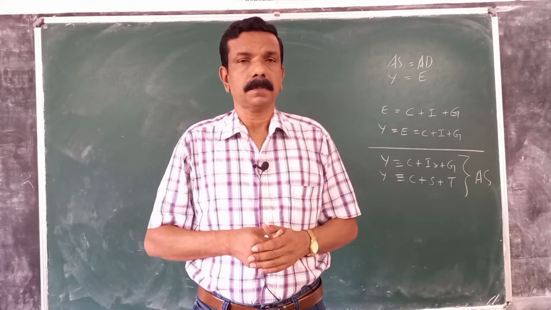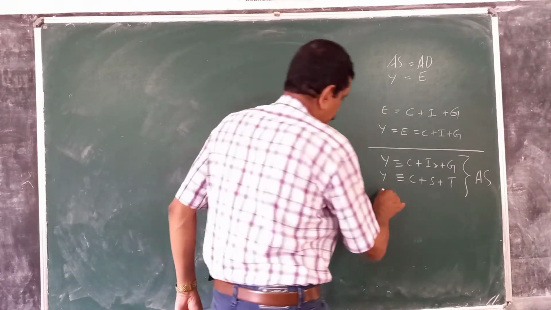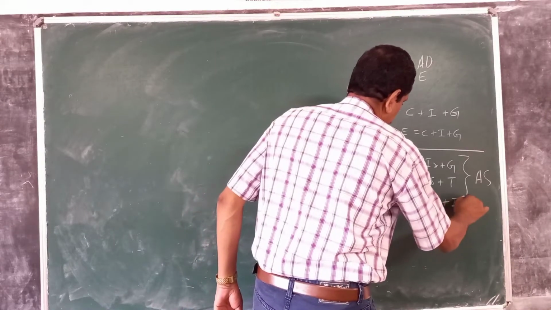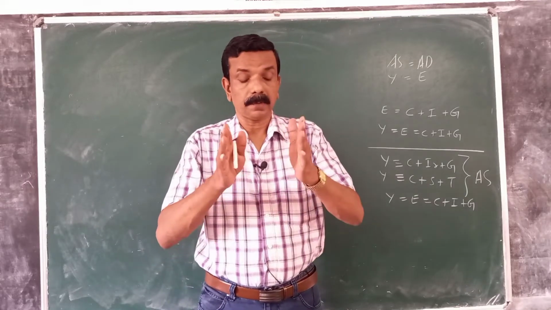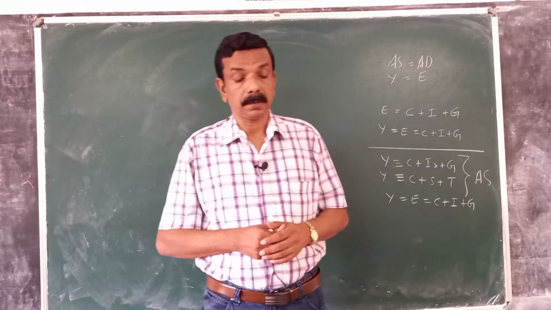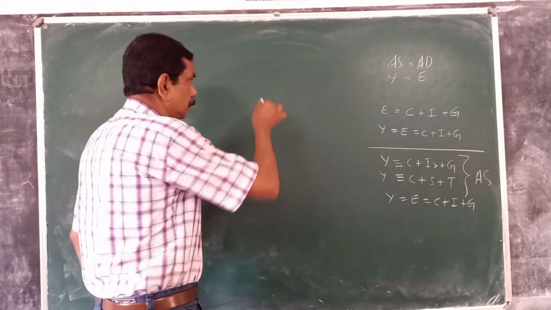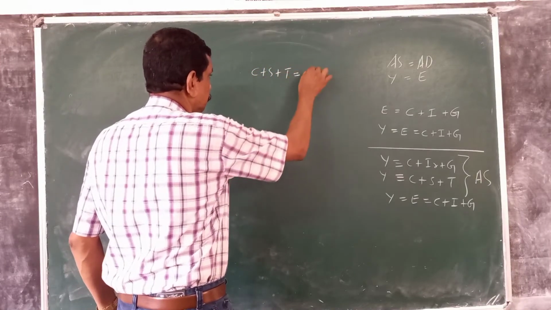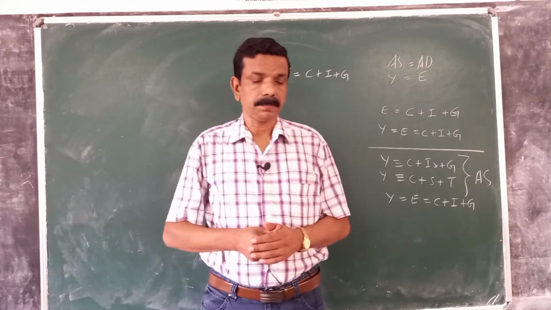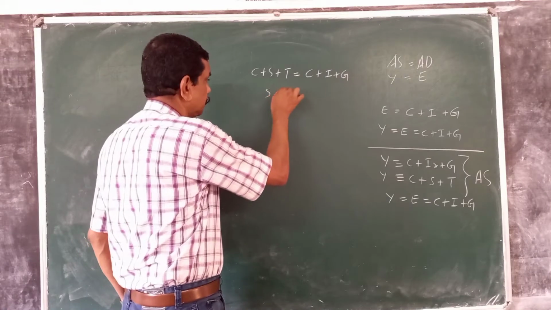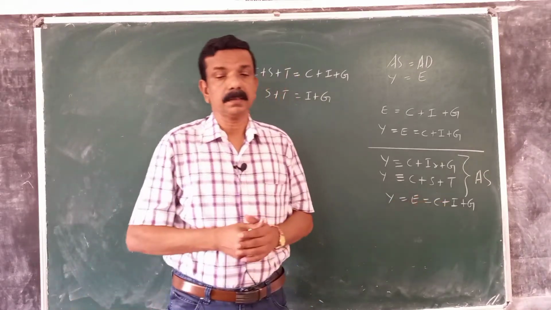Using the definitions of macroeconomic equilibrium, namely Y is equal to E is equal to C plus I plus G, we can write the condition for equilibrium in two alternative ways. One is C plus S plus T is equal to C plus I plus G, so that S plus T is equal to I plus G. This is one way of writing the condition for equilibrium.